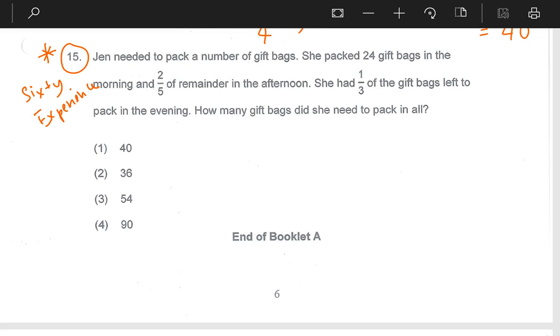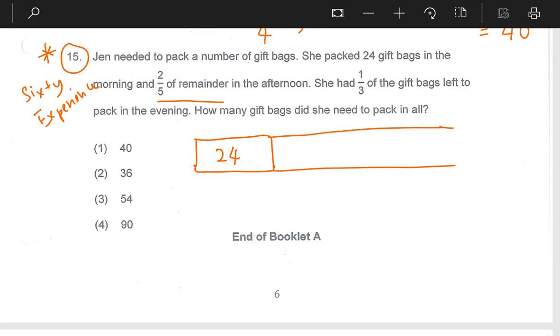You have got Jen who needed to pack up a number of gift bags. Now you're going to pack 24 in the morning. Now this 24, I'm not too sure how big the unit is. I'm just going to draw a size, 24. And then you have a remainder, 2/5 of the remainder. Now when you pack 24, you are definitely going to be left with some remainders. So I'm going to denote this with a different color.